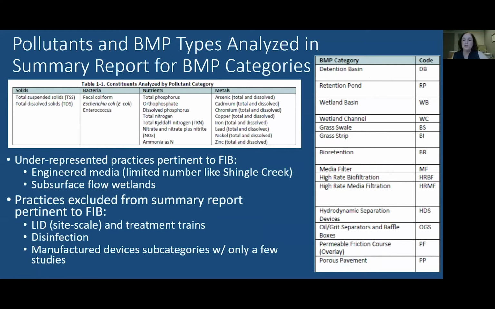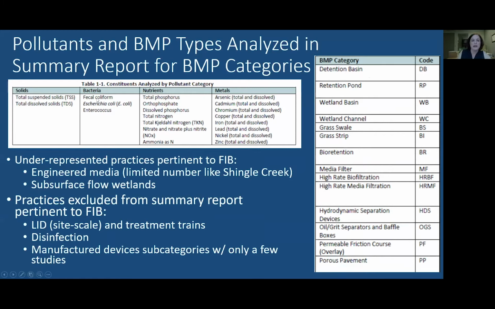So I'm only going to be talking about fecal indicator bacteria today, but this table 1 here gives you a list of the pollutants that we include in the analysis, and the table to the right gives you a list of the different BMP categories that we include in the analysis. There are more BMP types than this in the database, but they may not have enough data to be included in this category level evaluation.